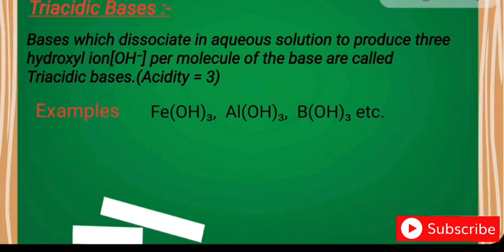Now, what is a triacidic base? Very simple, children. A base which dissociates in aqueous solution to produce 3 hydroxyl ions per molecule is called a triacidic base, and the acidity is 3 here. For example, ferric hydroxide would produce Fe plus 3 ion and 3 OH minus ions. So, this is your triacidic base.